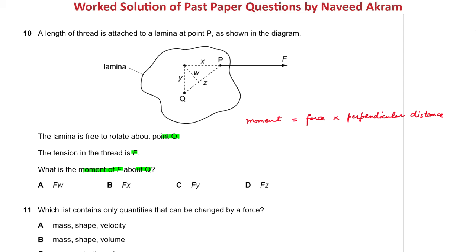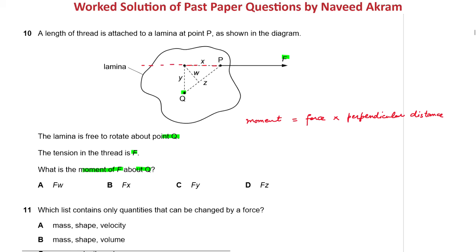Okay, so this is our force and this is our pivot. We have to find the perpendicular distance. To find the perpendicular distance, we draw the line of action of force, that is, we extend this line. Now this is the line of action of the force. Now we have to find that distance which is perpendicular to this line.